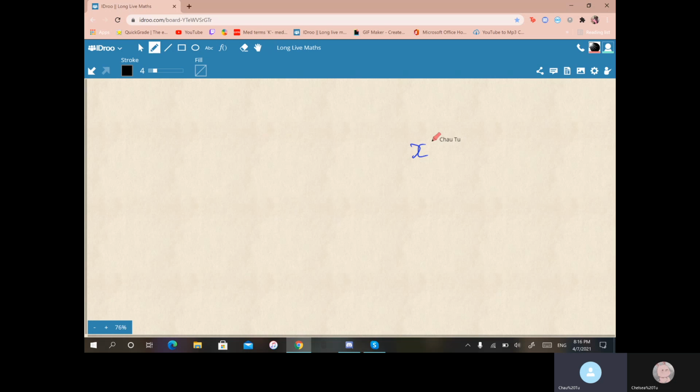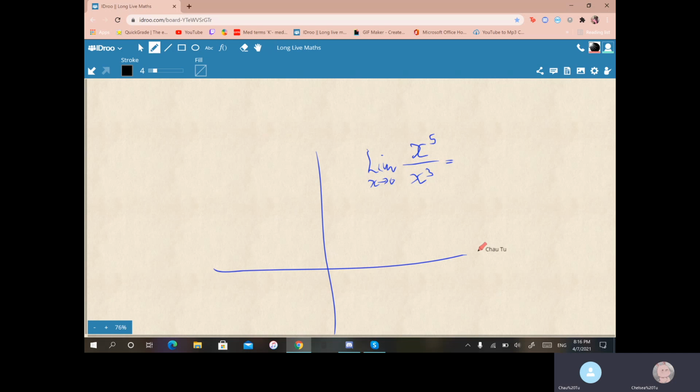What about this? x to the power of 5 over x to the power of 3. What does this graph look like as x heads towards 0? First, sketch a graph. Okay, let's consider 2. Where will it jump to? Don't do that. It's too much work, Chelsea.